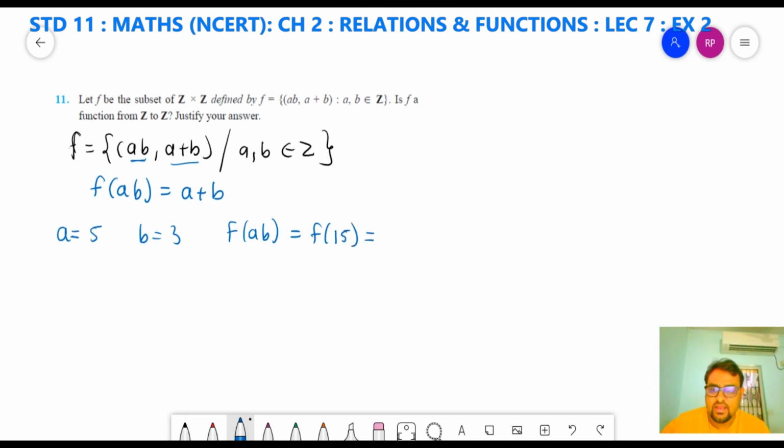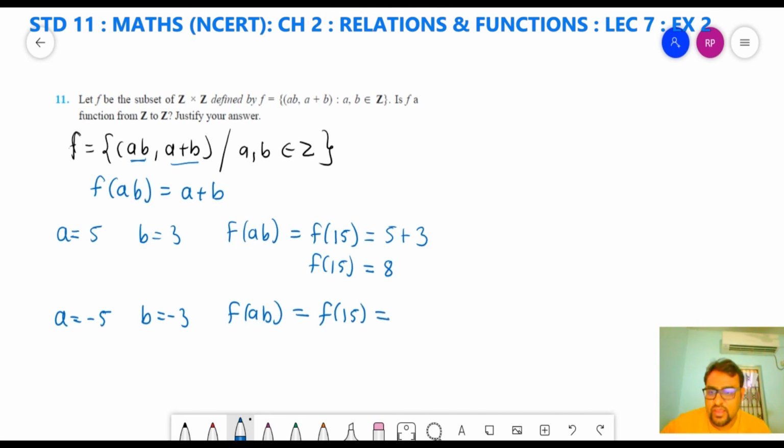And what is that? a plus b. Here it is a plus b, right? So 5 plus 3. So f of 15 is equal to 8. Right? Now let me take a equal to minus 5 and b equal to minus 3. So now f of ab, what will it be? Minus 5 into minus 3, again 15. f of 15. Now a plus b means minus 5 minus 3. So now f of 15 is equal to minus 8.